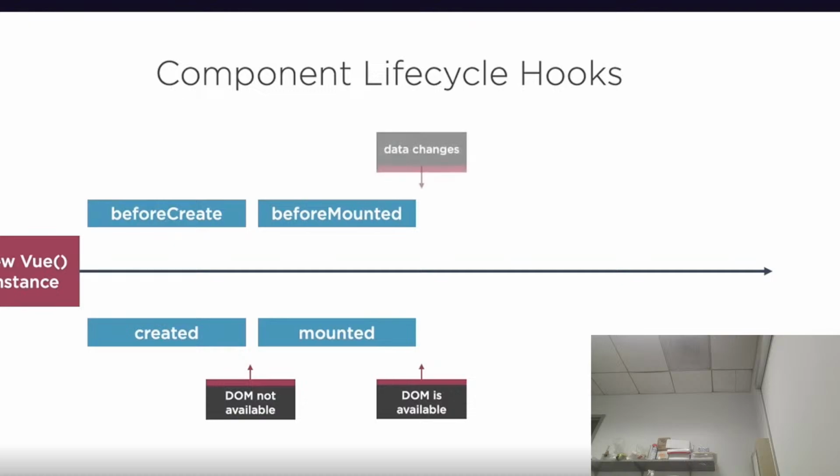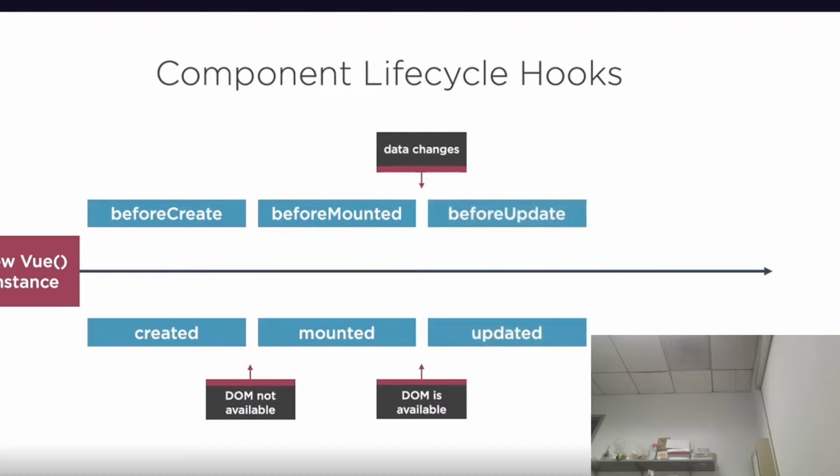Now let's say our data changes. We just learned about the data model, and sometimes they change, right? So if that data changes, then there's other hooks that are going to fire. There's before update and then updated. We can tap into those, and then of course when a component goes away, there's going to be before destroy and destroyed. That's for doing any cleanup that we might have.